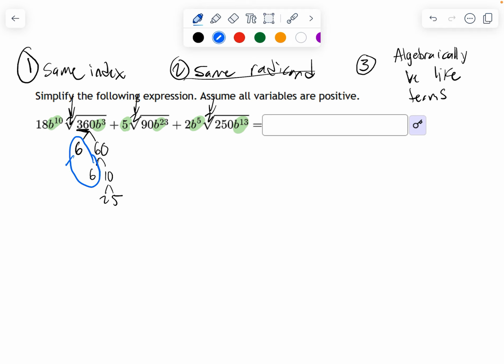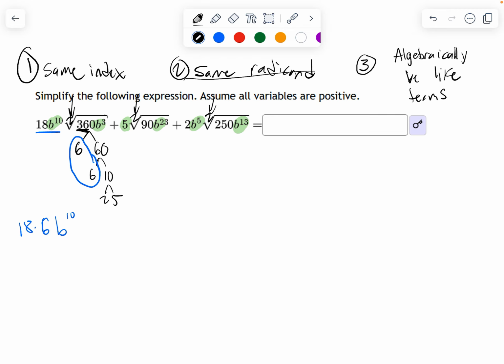Even if I did break them down to be 2 and 3, 2 and 3, I'd literally bring out a pair of 2's and a pair of 3's. And what is 2 times 3? 2 times 3 gives us, hey, look, 6. So it's not going to change how we do the problem. And then reminder, whatever we do bring out multiplies to what's already there. So our 18, if I'm bringing a 6 out, I'll have 18 times 6, right? And then times b to the 10th.